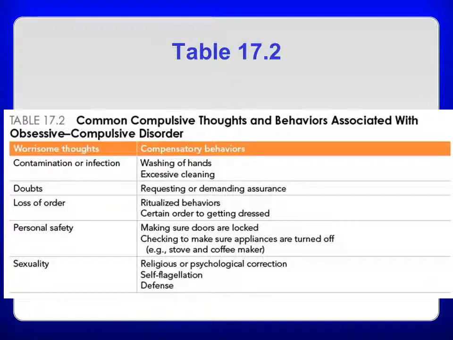So here's a table showing the common obsessive thoughts and compulsive behaviors associated with obsessive-compulsive disorder. Again, you have the obsessive worrisome thoughts, and then the compulsive behaviors that are affiliated with the thoughts that they're having. So for instance, there's excessive worry about infections, and you have individuals who repetitively and excessively wash their hands. That's just one example. So again, make notes of the different behaviors as you see on this table here, and this table is also in your textbook.